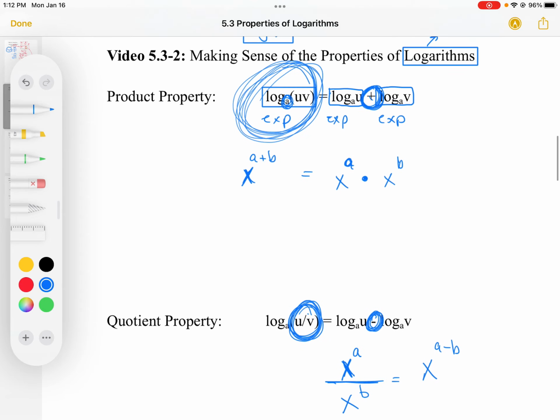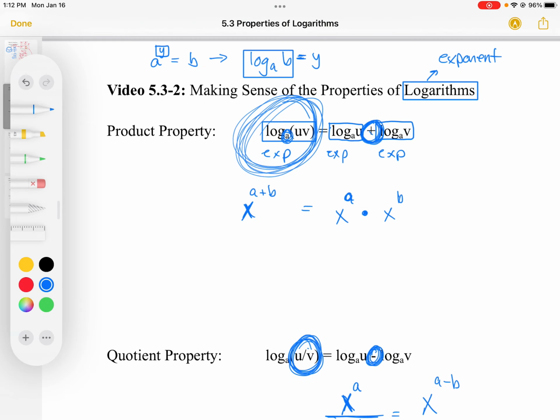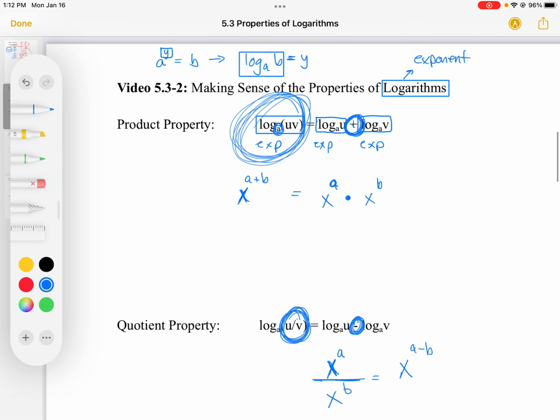Hopefully this video has helped you make a little bit of sense of these properties. Again, you're not going to need to know how to prove these properties, but just to become a little bit familiar with them.